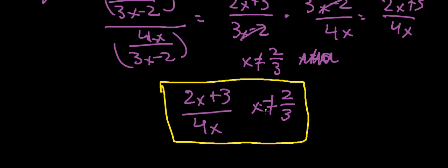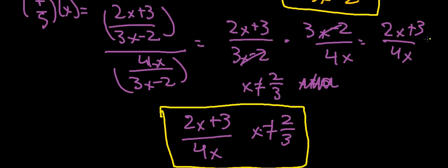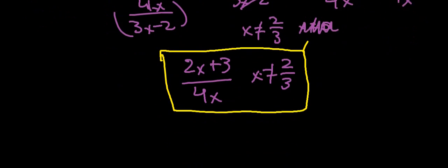And remember, unless we conclude this x cannot equal 2/3, this answer is not correct. This is a different function. It's a function that doesn't have this in there. But since this is in there, we need this x cannot equal 2/3.